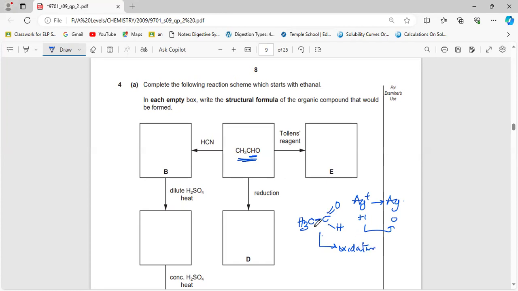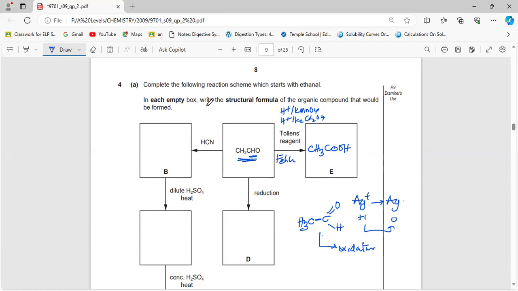And it's going to be oxidized to carboxylic acid. Whenever we have an alkanal undergoing reaction with Tollens' reagent, which is oxidation, it will give you carboxylic acid. Other oxidizing agents we have are acidified KMnO4, acidified K2Cr2O7, and Fehling's solution. So these are oxidizing agents. So our answer in this place is CH3COOH.